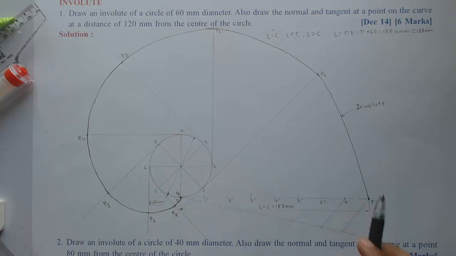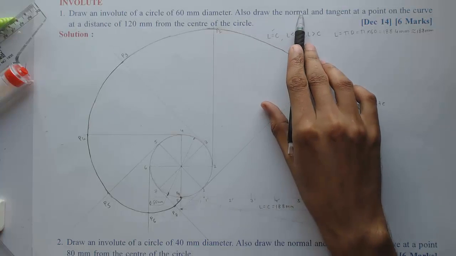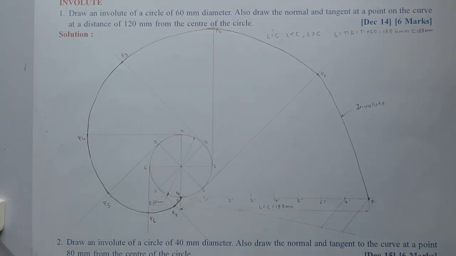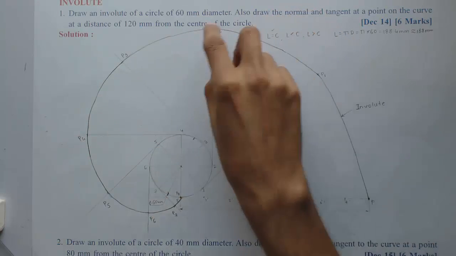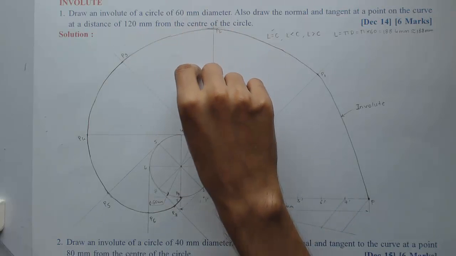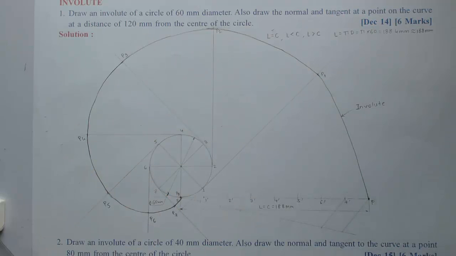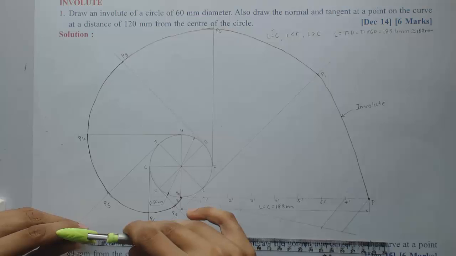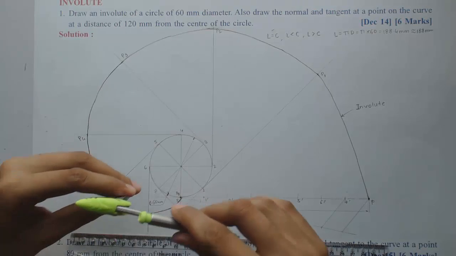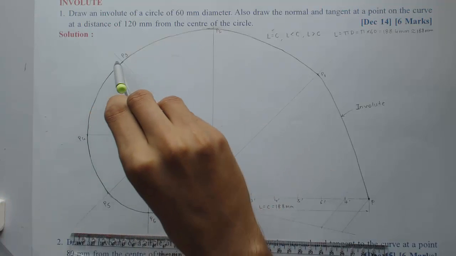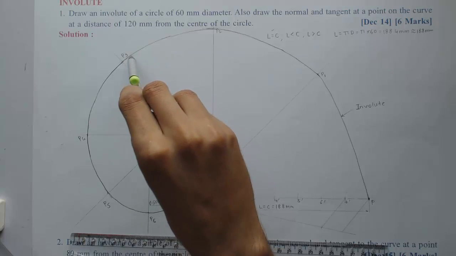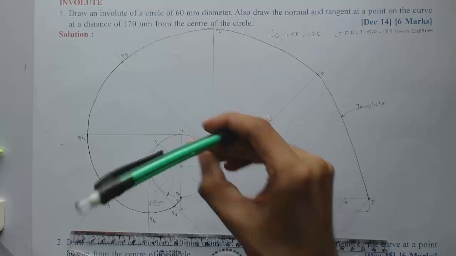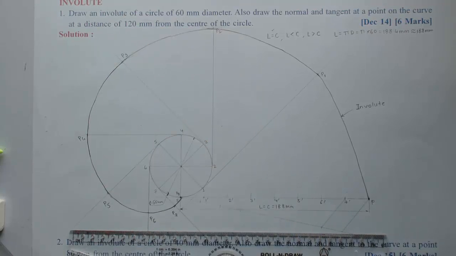Now we'll see the next part, which is also draw the normal and tangent at a point on the curve at a distance 120 mm from the center of the circle. Now on this curve we need to locate a point which is 120 mm from the center, and at that point we need to draw the normal and tangent to this particular curve. So first we'll take distance equal to 120 in the compass. Okay, and from the center of the circle I'll check where it is cutting the curve. So obviously it will cut only at the single point, this much. So at this point I need to draw the normal and tangent.